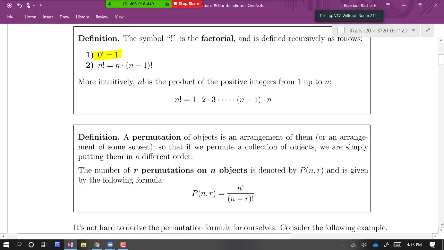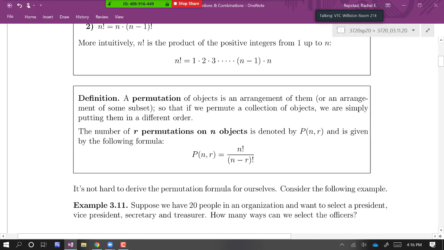Factorials will be present a lot in this section. A permutation of objects is an arrangement of them, or maybe an arrangement of some subset of those objects. If we permute them, we're basically just scrambling them up. We're not just concerned about what objects we have, but the order in which they appear. So we denote the number of permutations of r objects taken from a set of n objects as P(n, r), like a function of 2 inputs. And we get that by taking n factorial and dividing it by (n minus r) factorial.